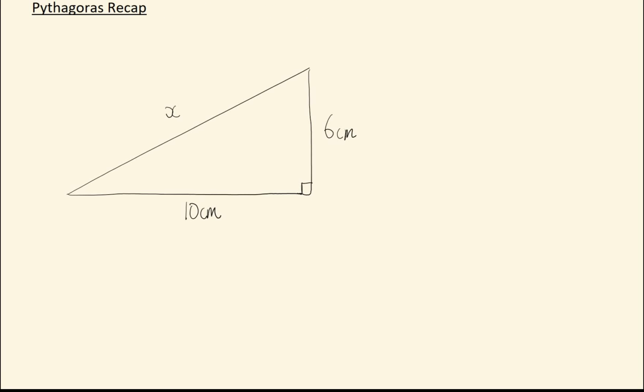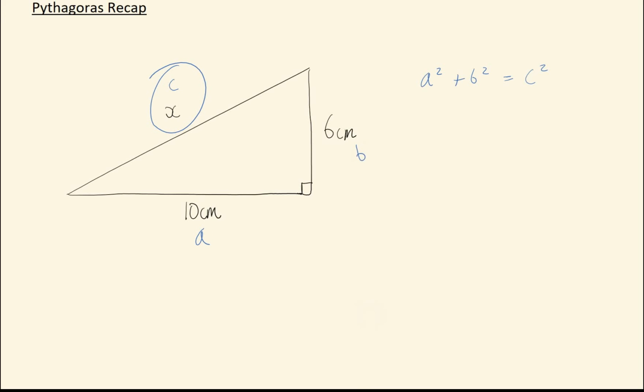So, to solve this question, we need Pythagoras' theorem. Again, this only works for right angle triangles. So a squared plus b squared equals c squared. Key thing is, c is always your longest length. A and b can go either way, they don't really matter.